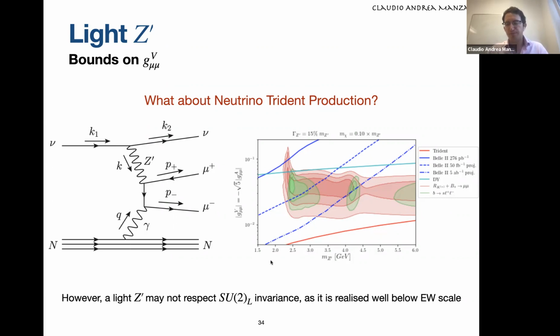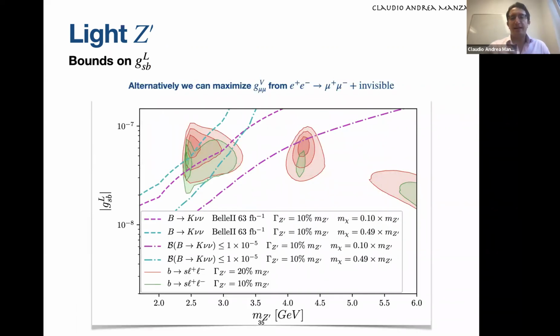coupling to muon neutrinos. And finally, we can look at the same result before in the alternative approach where we maximize the coupling to muons and look at the bounds on the BS coupling. Now here, to show you a more interesting plot for the coupling to muons, I'm already taking into account the projection to 50 inverse femtobarn. And here I'm showing you the bounds on the BS coupling from current data on B2K nu and projections where I assumed that this branching ratio reaches the level of 1 times 10 to the minus 5.